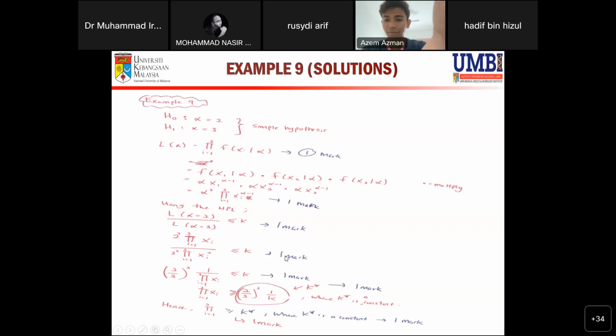When you do it correctly, you will get another mark. Using a simple algebraic manipulation, this one has the same power, 2 over 3 to the power of 3, so you can simply cancel out the square here, because it's the same expression but with different powers. So you will end up with this one. If you perform the right algebraic manipulations, you will get another 1 mark there.